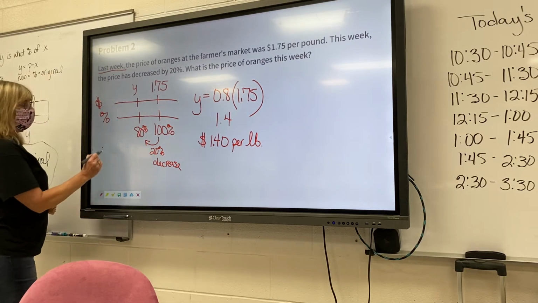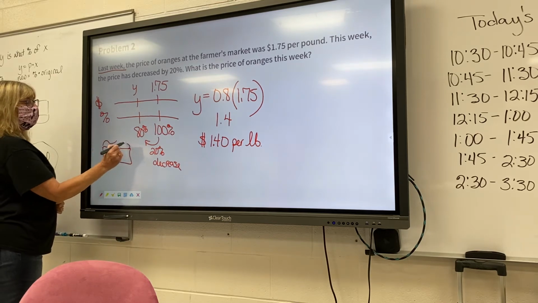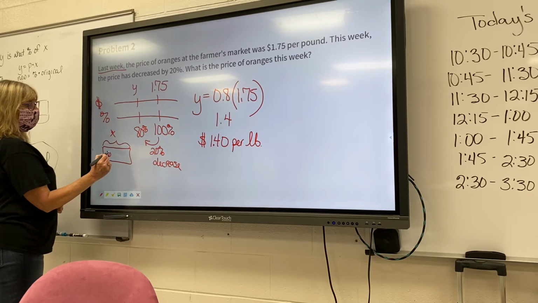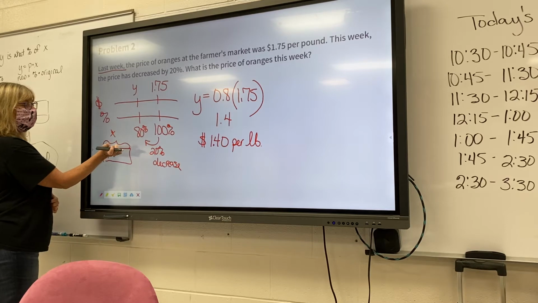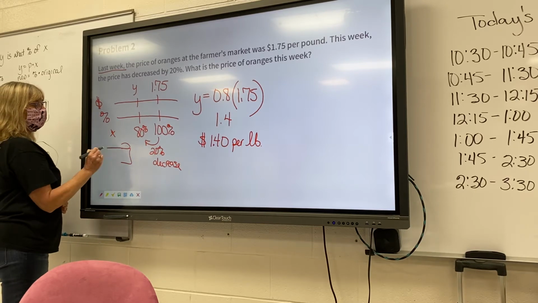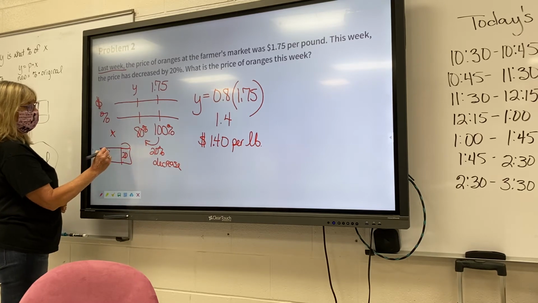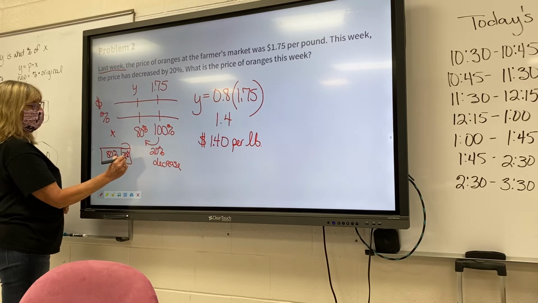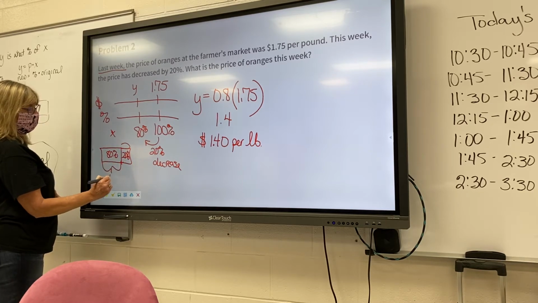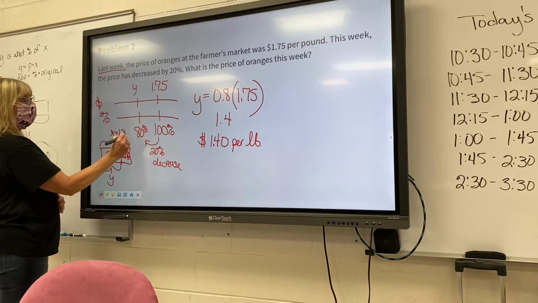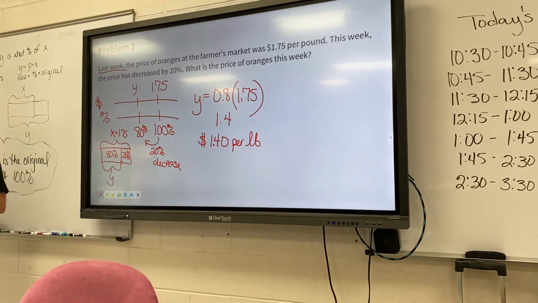Or I can draw my tape diagram. Here's my X. That's my 100%. But we know it did what? It decreased. I should have thought of that before I started. Decreased by 20%, so that left 80% here. We know this is our new, and we know this whole thing was our X, which was $1.75. We end up with the same equation, just a different picture. All right? Making a little bit more sense.